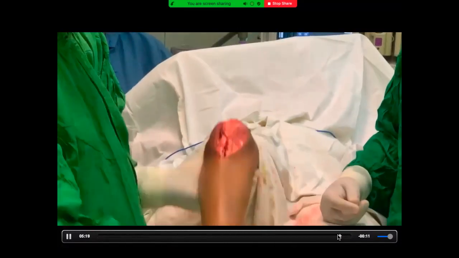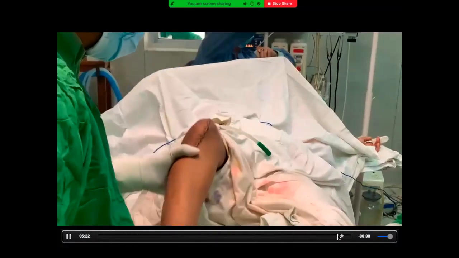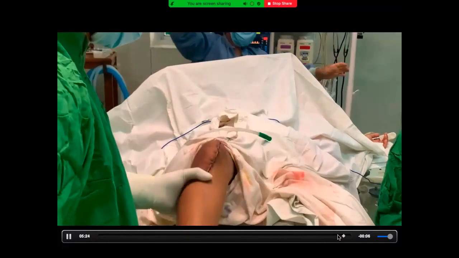See, the patella was dislocating with every flexion. Now the patella is very stable. So this is our way-to-go procedure.